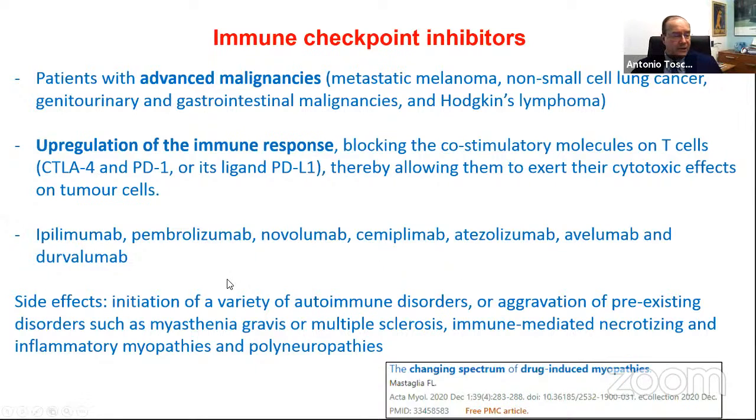And here there is a list of this kind of agents, as ipilimumab, pembrolizumab, and others, nivolumab, and all these agents may provoke either an aggravation of a pre-existing disorder, like, for example, myasthenia gravis, or they can cause immune-mediated necrotizing or inflammatory myopathies and inflammatory polyneuropathies. So this is, unfortunately, with the use of this kind of agents, not so rare.